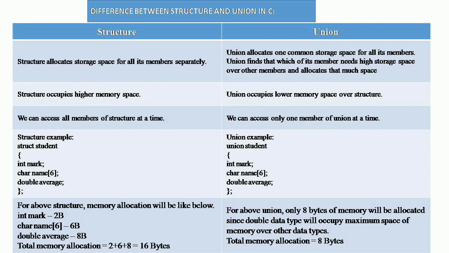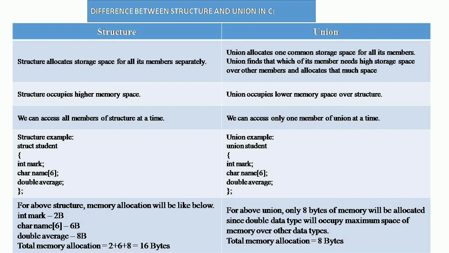In the previous third point we discussed that structure occupies high memory space. Here the structure occupies how many? 16 bytes, compared to union. Here is the same declaration. For the above union, only 8 bytes of memory will be allocated, since the double data type occupies the maximum space over the other data types. So total memory allocation equals 8 bytes. So this is the simple example.